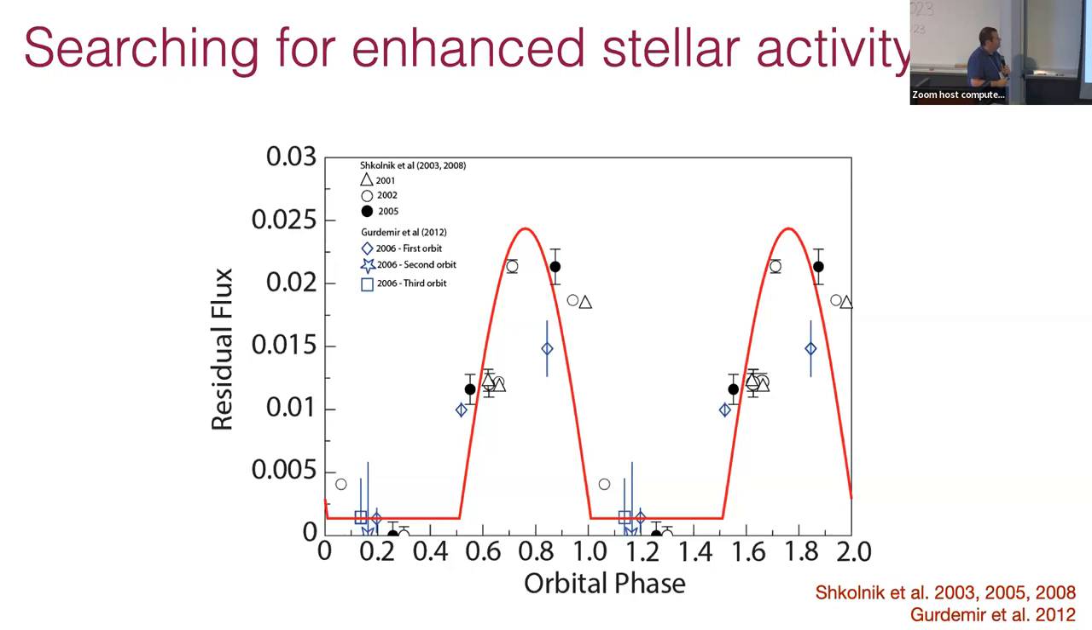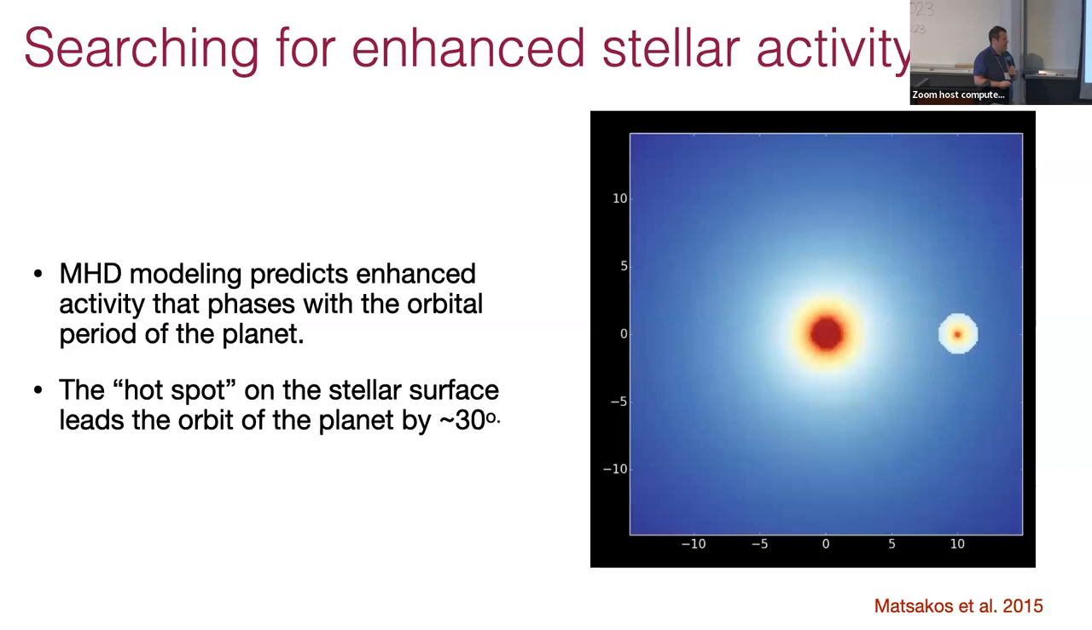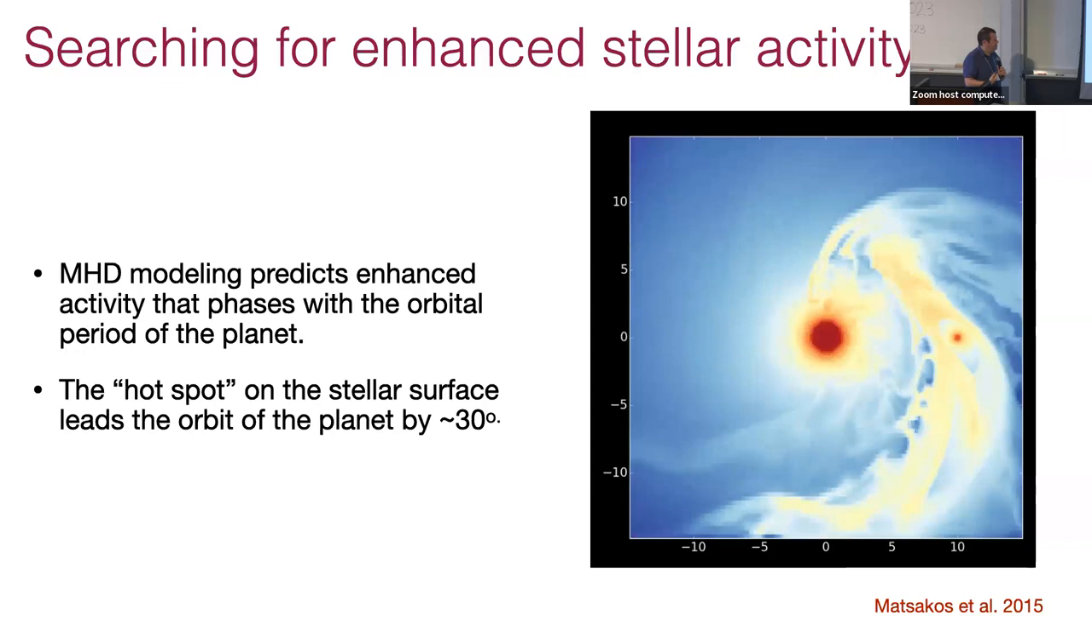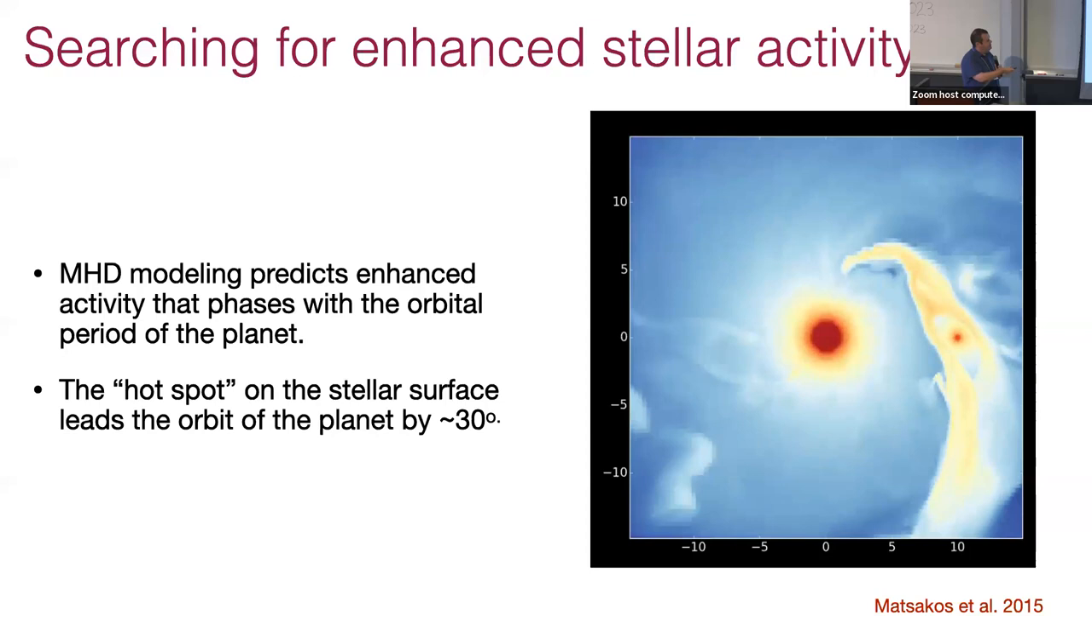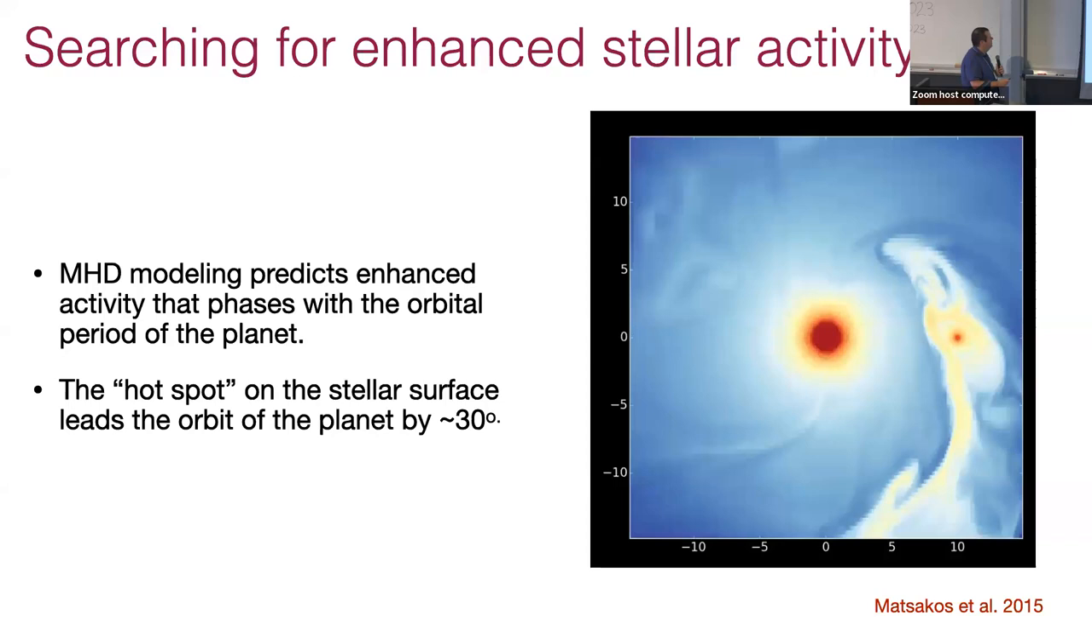What you can see is that this enhanced activity doesn't actually follow the substellar point of the planet, so it's not completely tied to the orbit of the planet. This is a really nice example of something that Lee talked about in his talk, where the material doesn't flow directly from the planet onto the star. It actually follows the magnetic field. This is a beautiful simulation by Matt Sakos et al. in 2015, where they tried to model this sort of star-planet interaction. They find that you can get material flowing from the planet onto the star that leads the planet by about a 30 degree orbital phase. This is a really nice proof of concept of the work that Evgenia and her team had done, in a simulation sense.